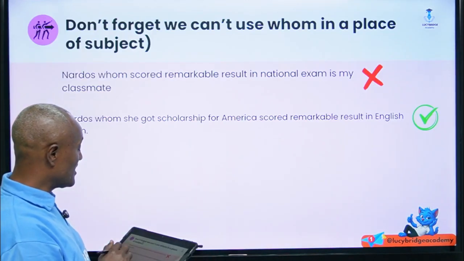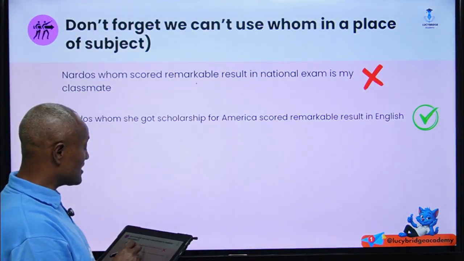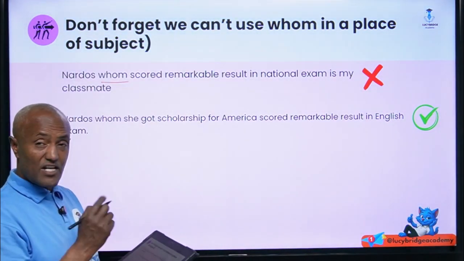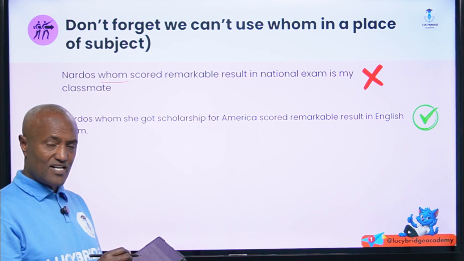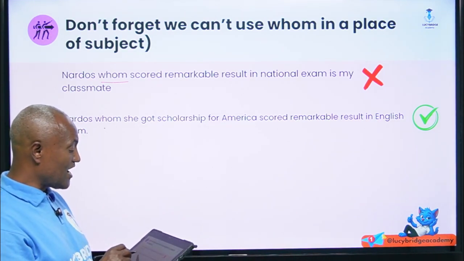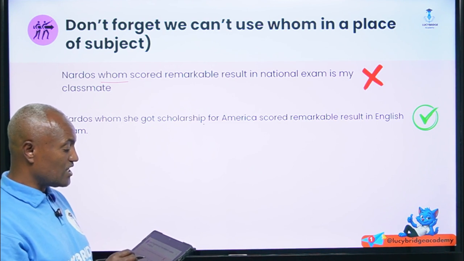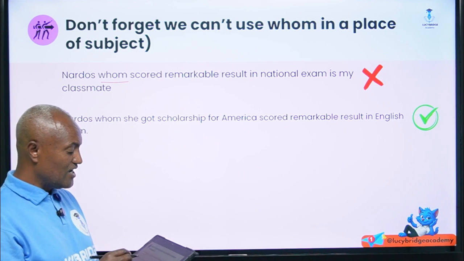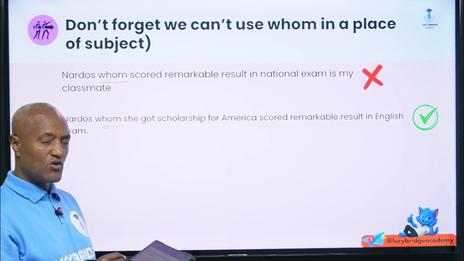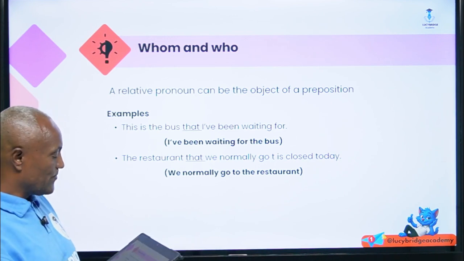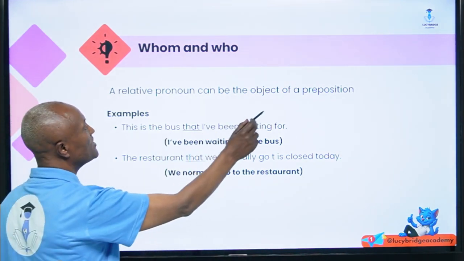Yes? So, Nardos, whom scored a remarkable result, we can't say. Because this is the place of what? The place of subject. Because immediately what comes? The verb. This is the place of subject. Therefore, we can't say this; it is wrong. And then we say, Nardos, whom she got a scholarship for America, scored a remarkable result in the English exam. Have you seen this? Because here is the place of object, that means we can use whom, whom and who.